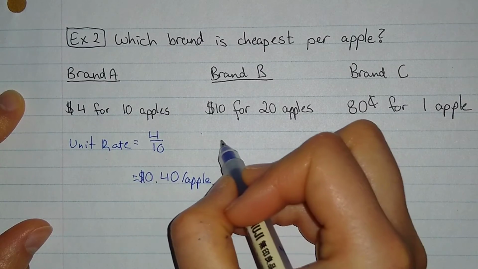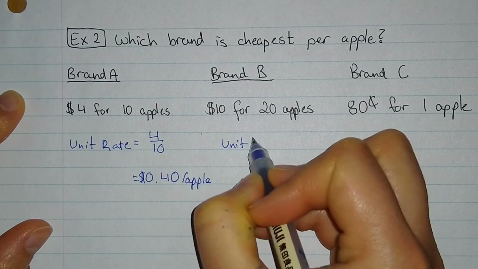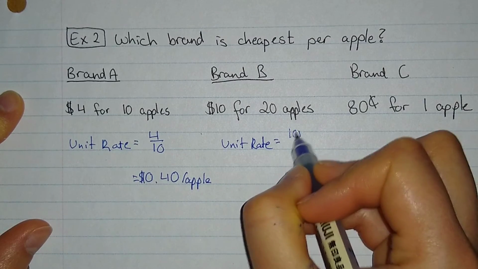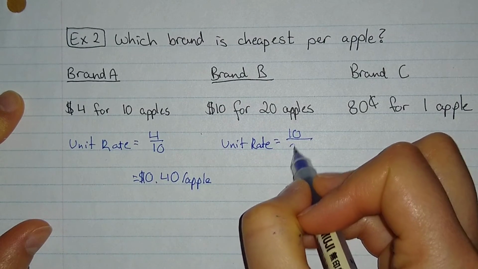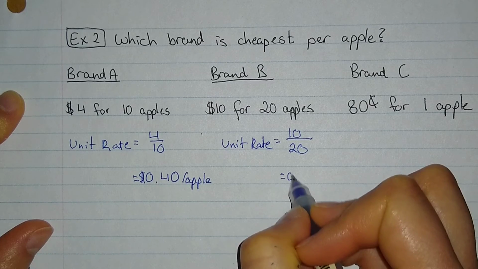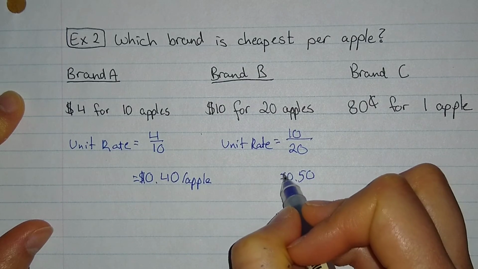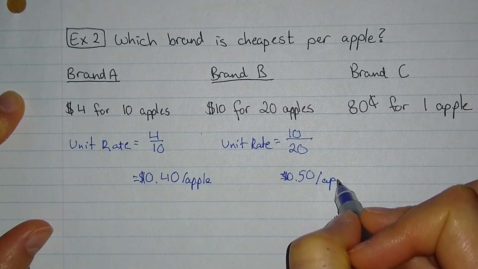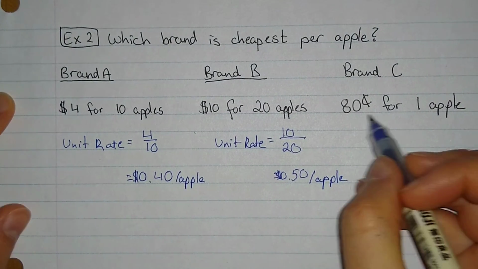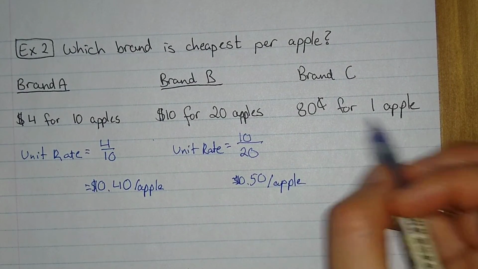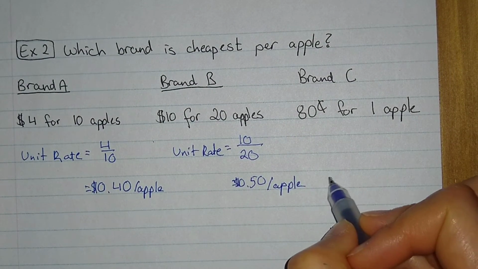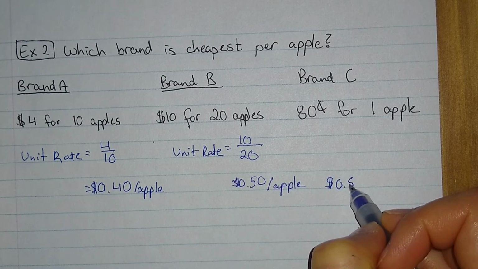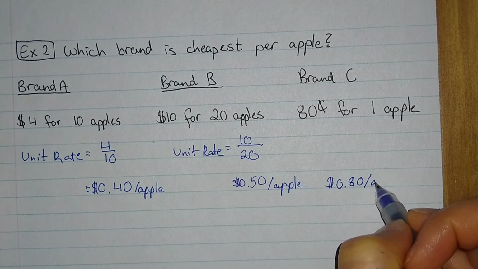Here we have $10 for 20 apples. So we put the $10 on the top, we put the 20 apples on the bottom, and you'll get 0.50. So that means it's 50 cents per apple. And then finally, this one's actually already done. 80 cents for one apple. Let's just change it to the same form. So instead of cents, we'll put it as dollars. So 80 cents per apple.